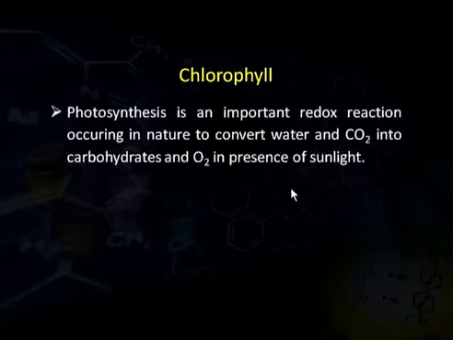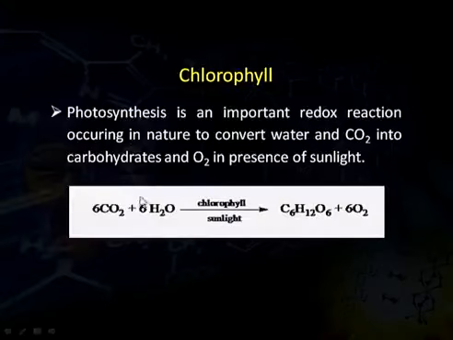Chlorophyll is a green pigment present in the leaves of green plants. It helps in photosynthesis. Photosynthesis is an important redox reaction which occurs in nature to convert water and carbon dioxide into carbohydrates, and oxygen is liberated, and this process takes place in presence of sunlight. So, here if we look at the reaction, we see we have 6 CO2 plus 6 H2O. In presence of sunlight, with the help of chlorophyll, they convert to glucose, that is C6H12O6, and the oxygen which helps us to breathe is liberated from this process.